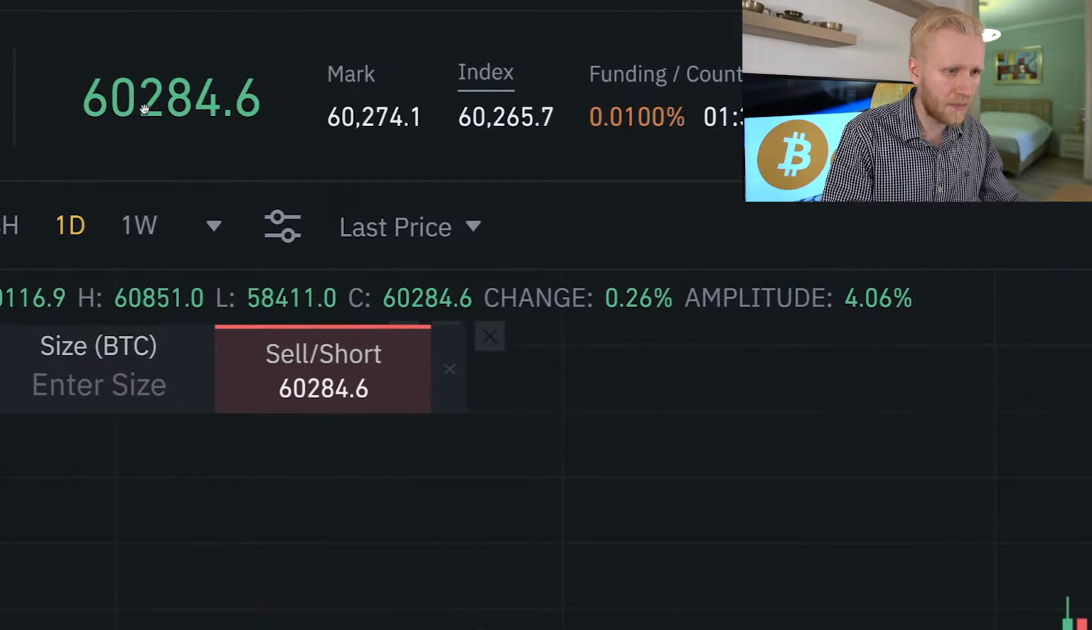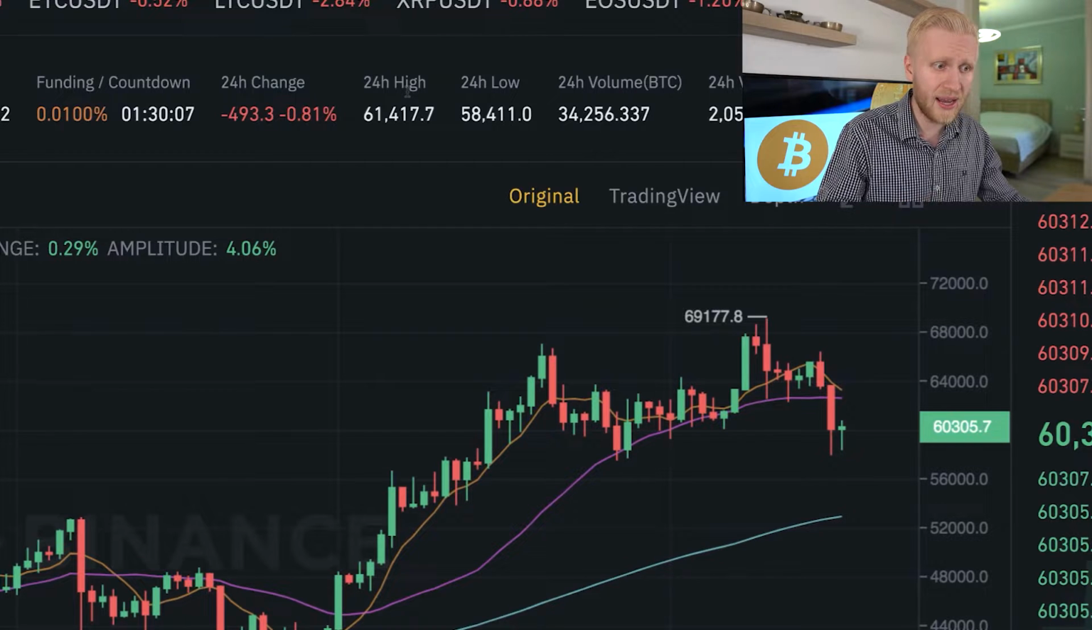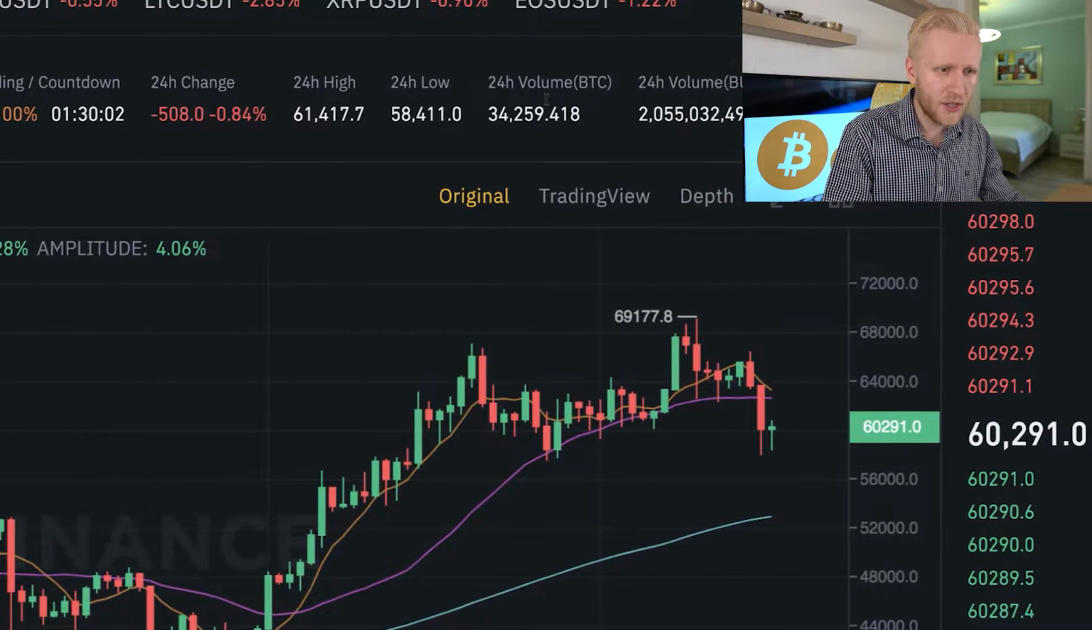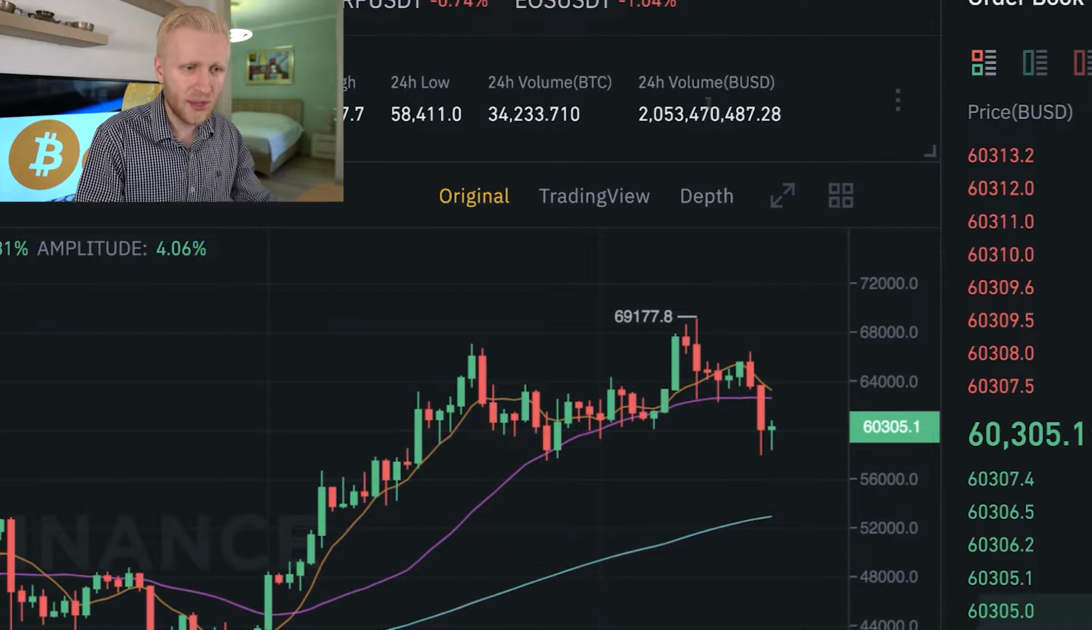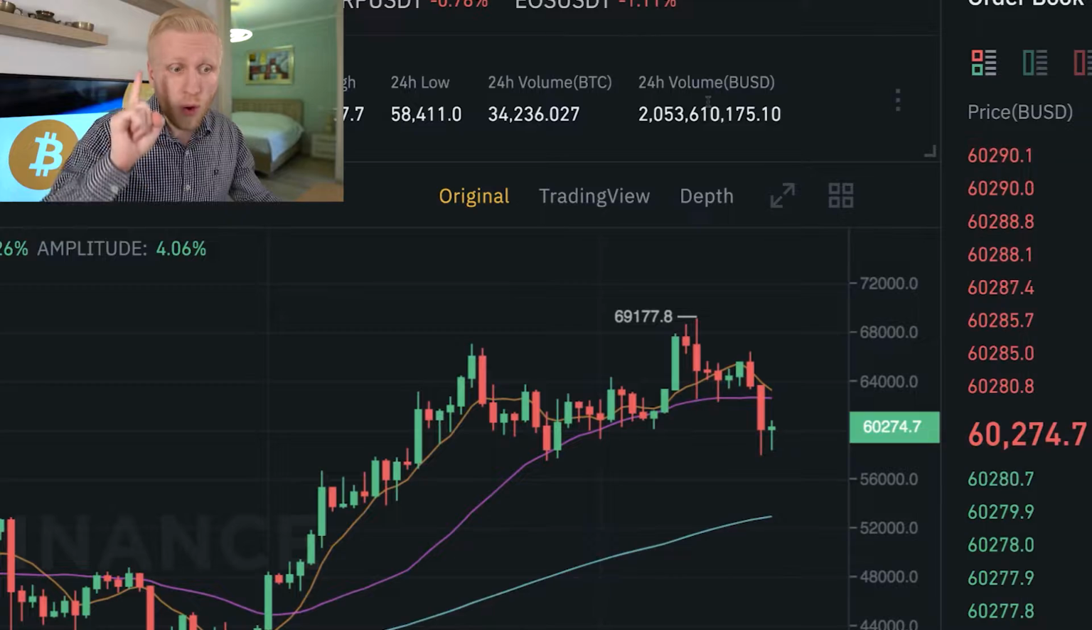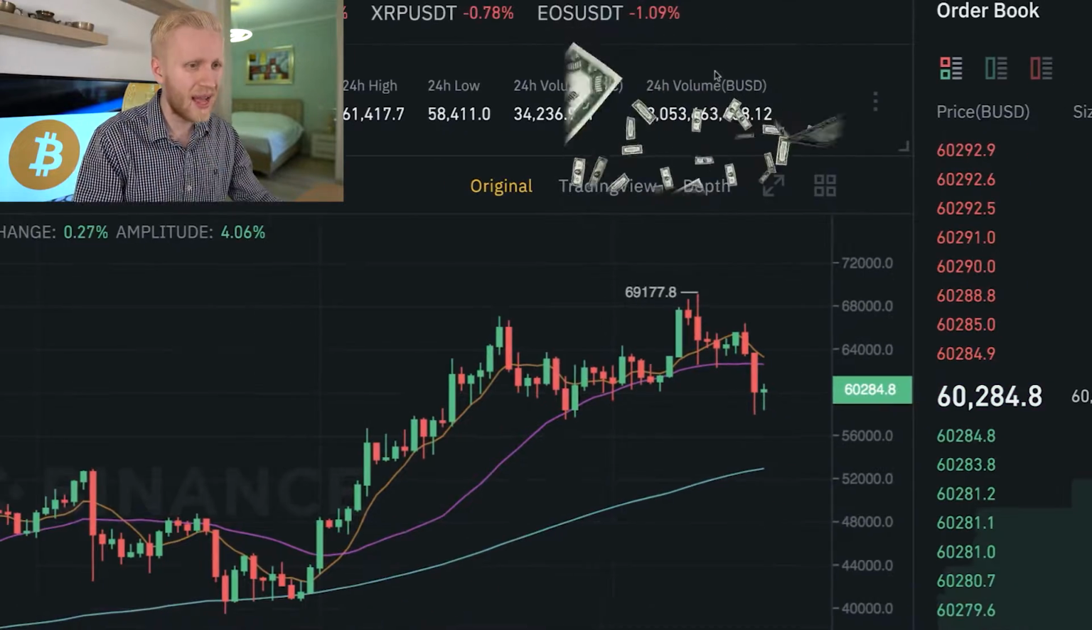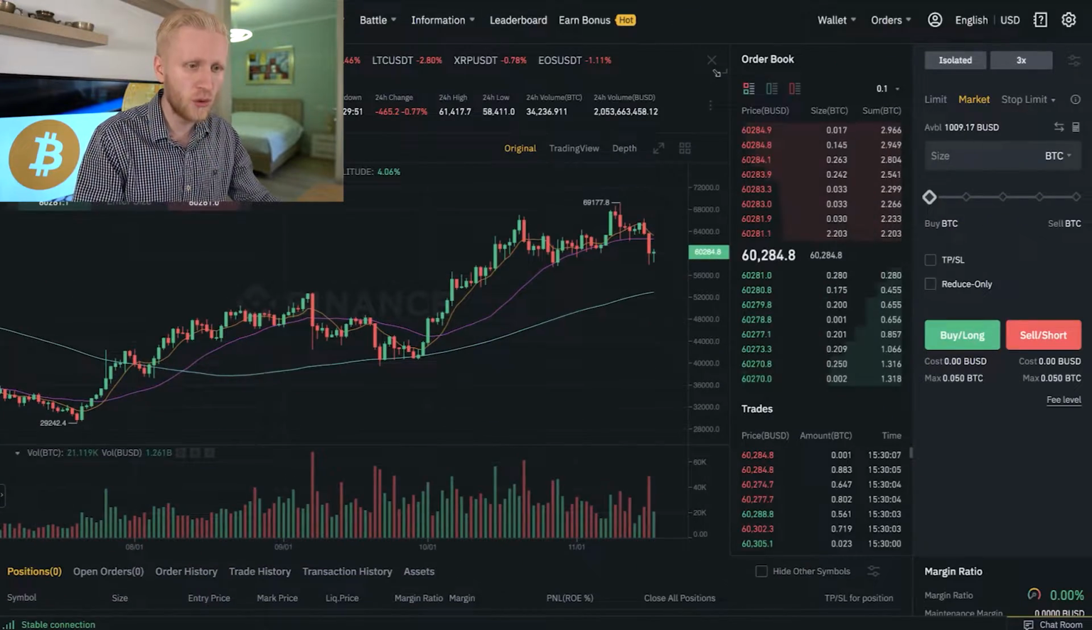Here you will see the current price. Here you will see the 24-hour high, the highest price in the last 24 hours, the lowest price, what is the volume, how many in BTC, and what is the volume in BUSD. So for this trading pair, $2 billion during the last 24 hours, so that is absolutely massive.